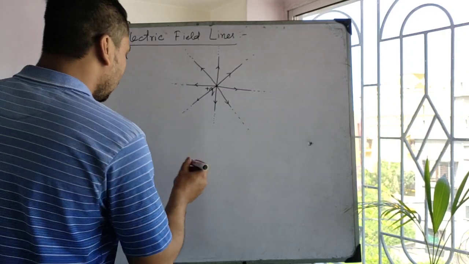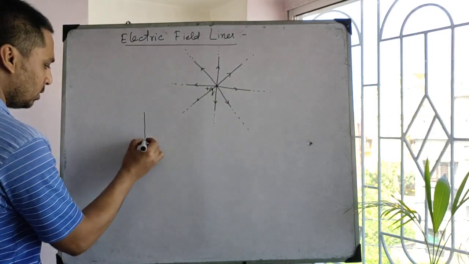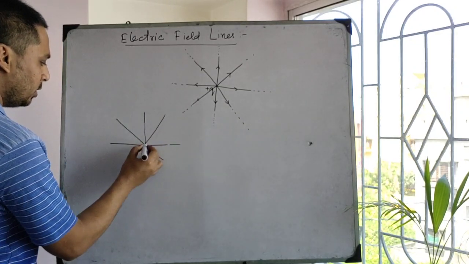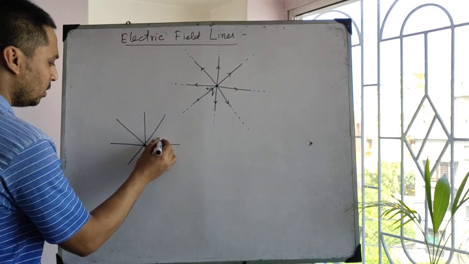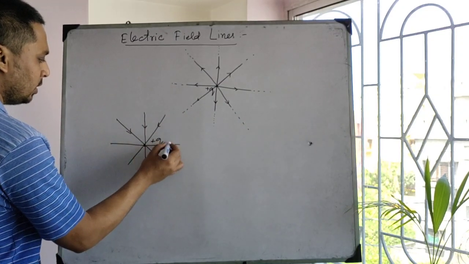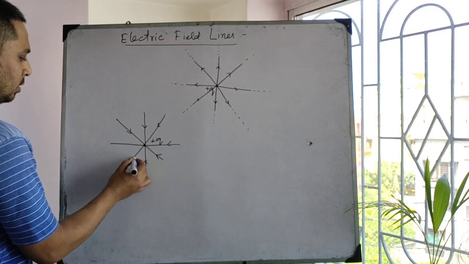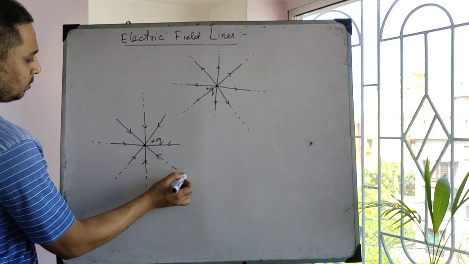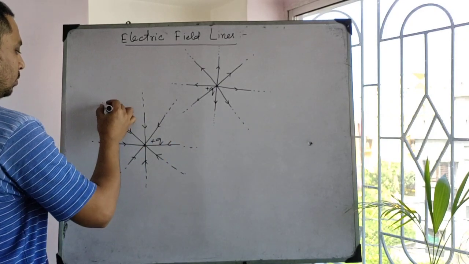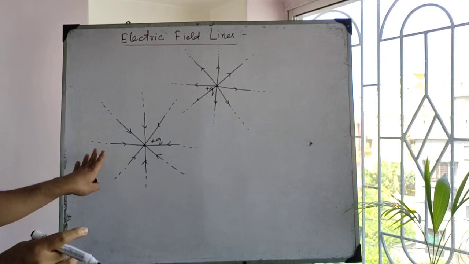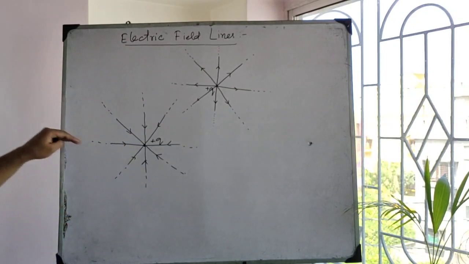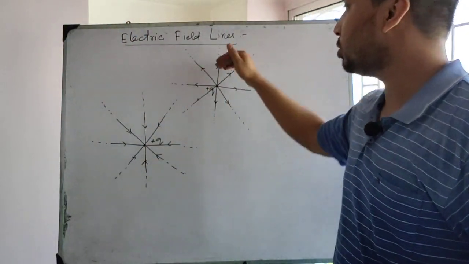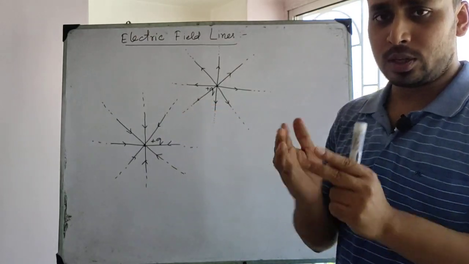For an isolated negative charge, the lines are directed towards the charge. We cannot break the line at any point. This is a continuous line. The dotted lines represent that it goes up to infinity. For an isolated charge, it goes up to infinity. The lines can't be broken.